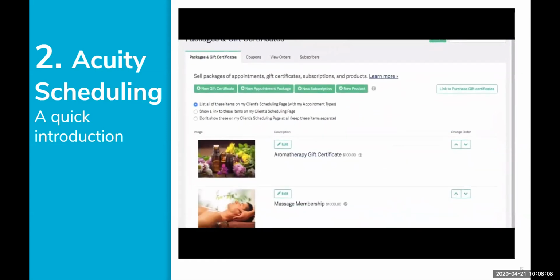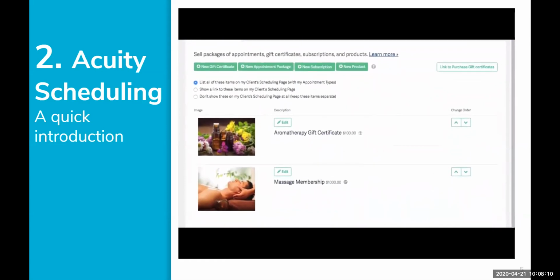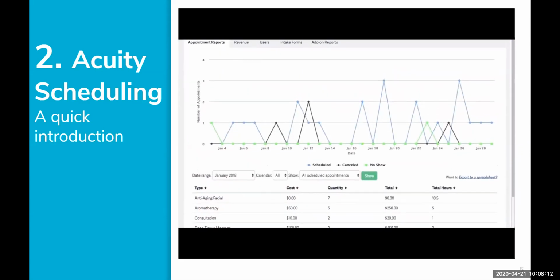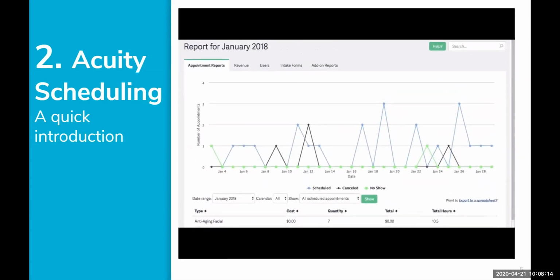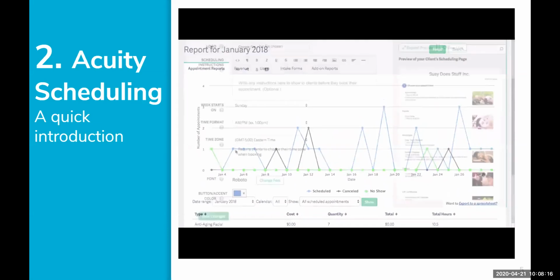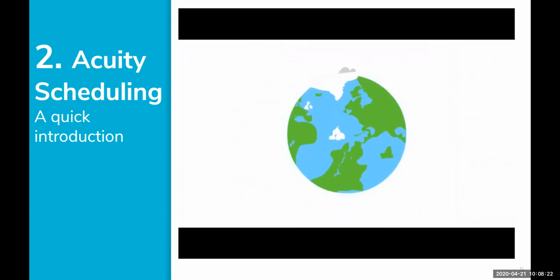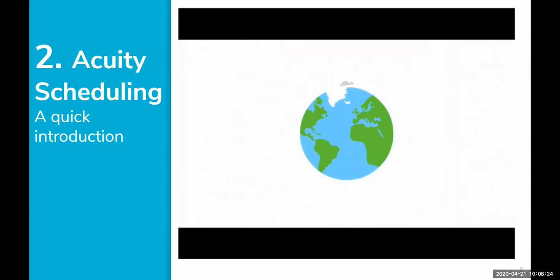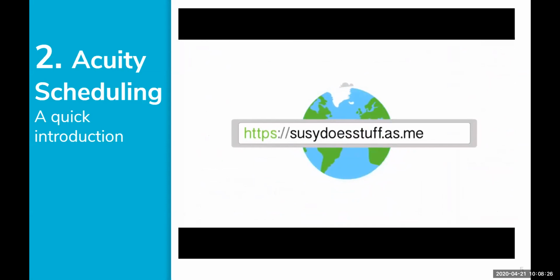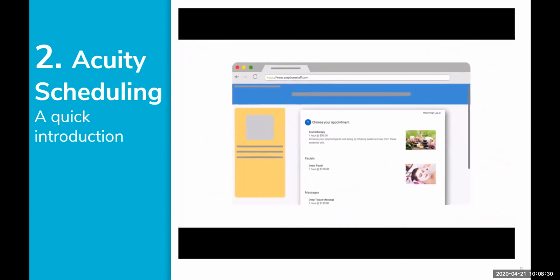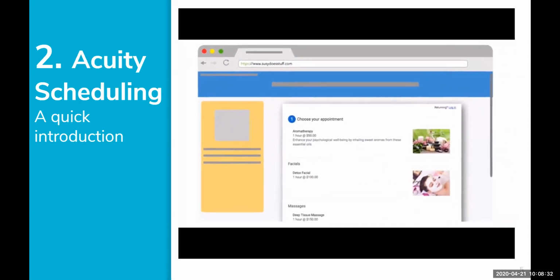Create gift certificates and membership subscriptions for clients to purchase. Pull detailed appointment and revenue reports because we know those numbers matter. And enable time zone support so no matter where in the world your clients are, appointments are being scheduled in the right time. Share your public scheduling page URL for clients to start booking appointments with you, or embed the scheduler on your own website for a seamless scheduling experience.